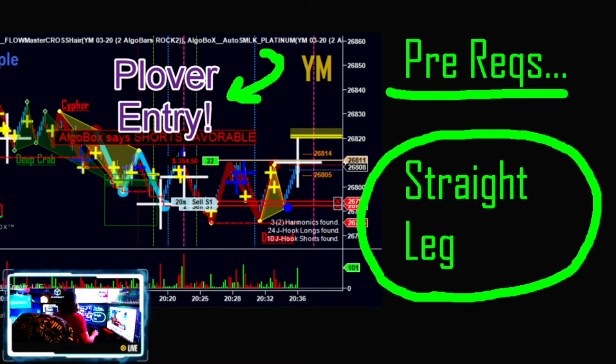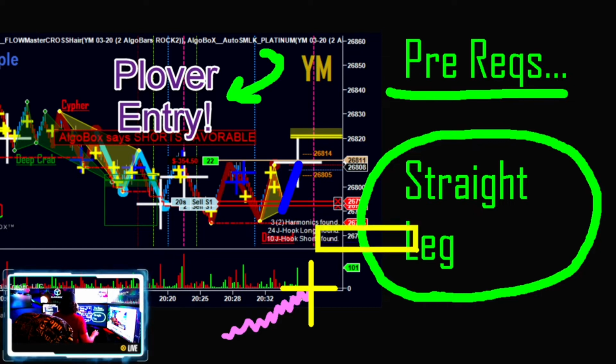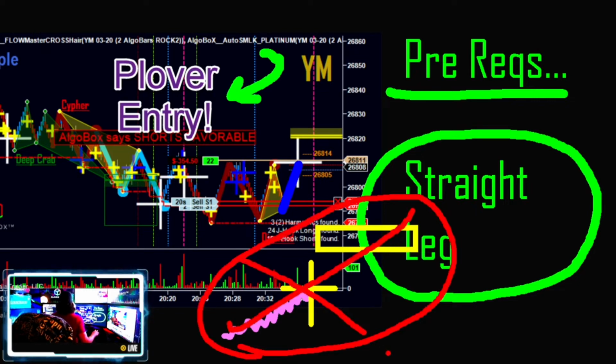Okay, let me do this in blue and hold the shift so we get a nice straight line. Okay, with this, I don't want to see some squiggliness. I don't want to see a leg that goes da da da da da da da and then a cross and then a box. Okay, this is not a plover. Okay, not a plover.